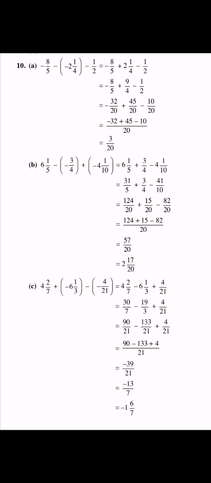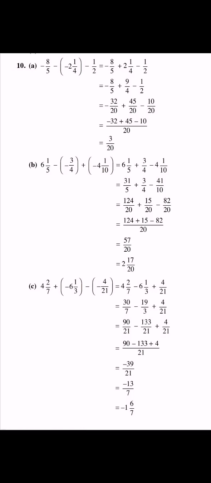Now all three of our terms are in simplified form, and moving on, we will adopt the method of common denominator, and for that we will multiply our first term, which is 31 divided by 5, with 4 divided by 4, our second term, which is 3 divided by 5, with 4 divided by 4, and our third term, which is minus 41 divided by 10, with 2 divided by 2. And after simplification, it will become 124 divided by 20 plus 15 divided by 20 minus 82 divided by 20.